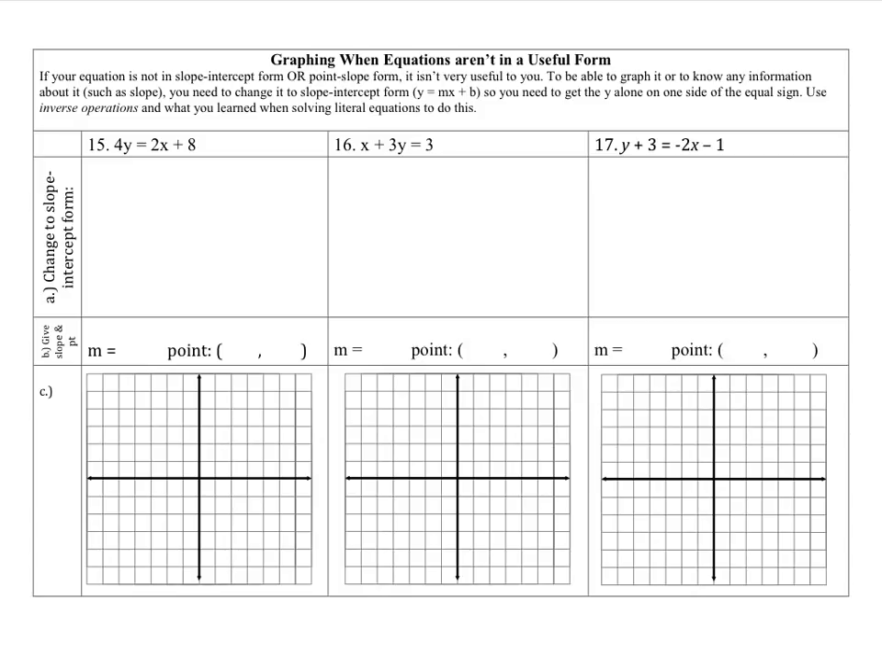So let's take a look at number 15. Number 15 says 4y equals 2x plus 8. Y is not alone, but it has a 4 in front of it. So think about what I could do to cancel out that 4. Oh, I could divide everything by 4. So now look what happens. I divide this by 4, I divide this by 4, and the 4's cancel out on the left, and I'm left with y equals, now let's think about this.